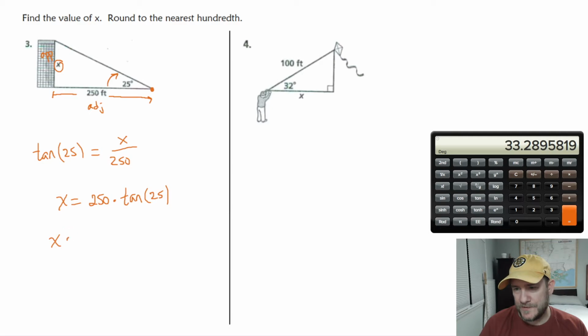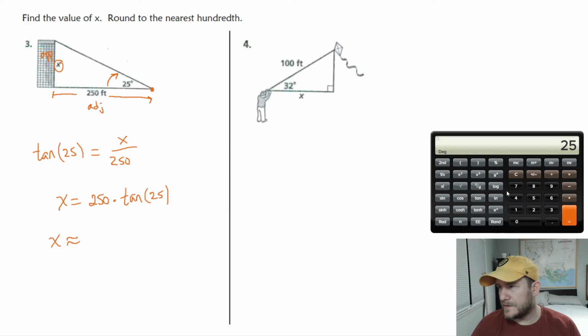And at this point, we're just hitting buttons to get to our decimal. So here goes. 250 times 25 tangent of, don't forget to hit equals, and you get 116.58.